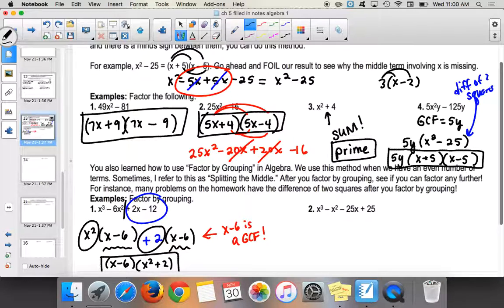Done. How do I know x squared plus 2 doesn't go any further? Is it the difference of 2 squares? No, not a difference because there's a plus, and 2 isn't even a square. So I'm done. But we always look for things like that.